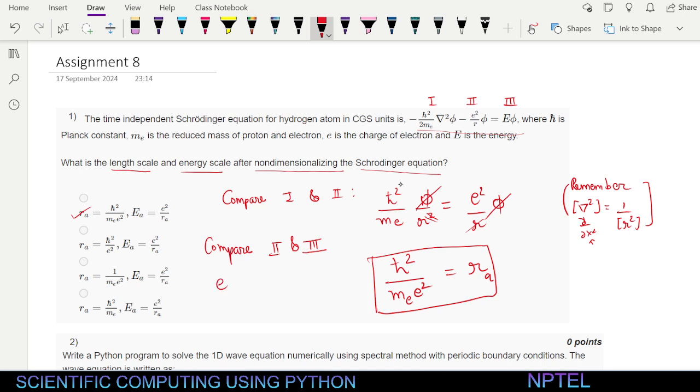For 2 and 3 we have e square over r times phi is equal to E phi. So E has the dimension of e square over r. Not surprising. This is CGS unit, by the way. So Ea becomes e square over Ra. If you substitute this, you will get the entire expression given in all four options. So the correct one is the first one.